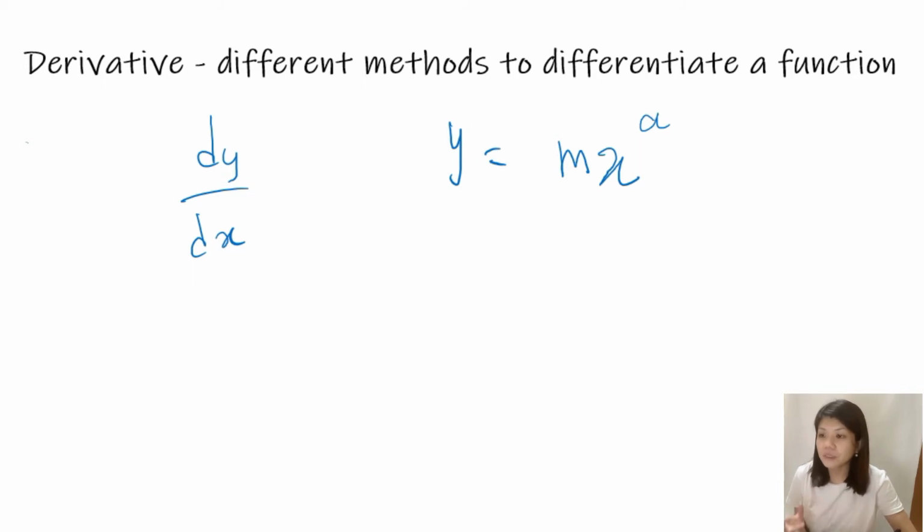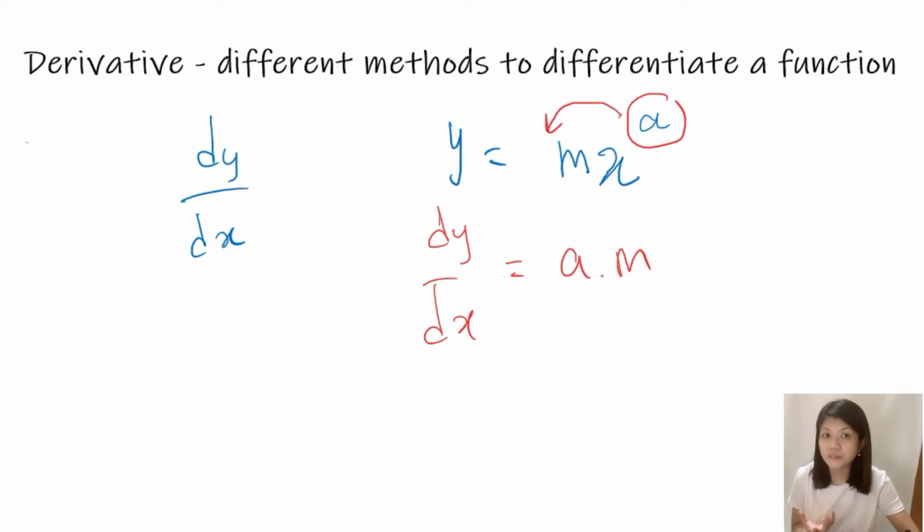In order to do differentiation, the first step is to bring this power to the front and multiply it with the coefficient of the function, the coefficient that is in front of the function. Upon bringing it down, you have to decrease the power by 1. Remember that? Decrease the power by 1, and this is the final answer that you're going to have for your derivative.